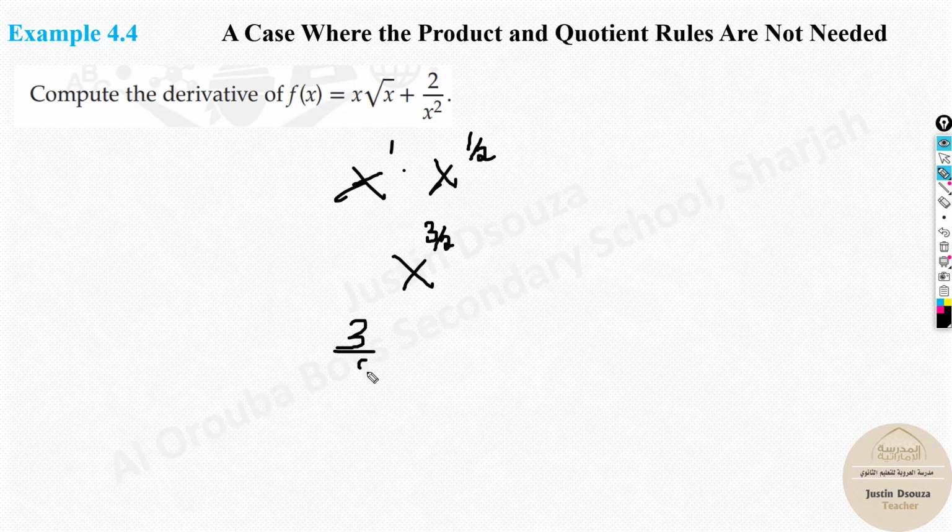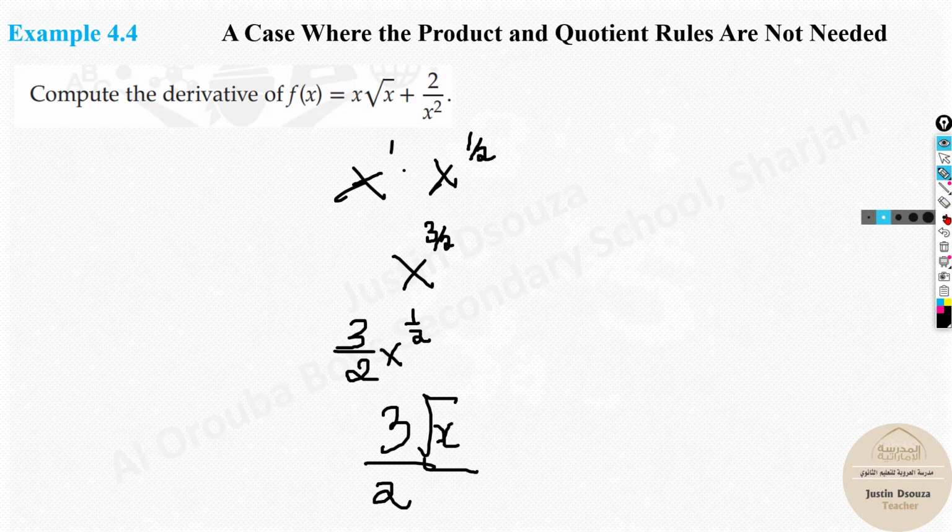This comes down, it will be 3 by 2, x to the power 3 by 2 minus 1 will be positive half. It's 1.5 minus 1, that's half remaining. So it is 3 by 2, 3 root x by 2, or 3 by 2 root x. So this is how we can easily solve it. Okay. Now there is one more thing.